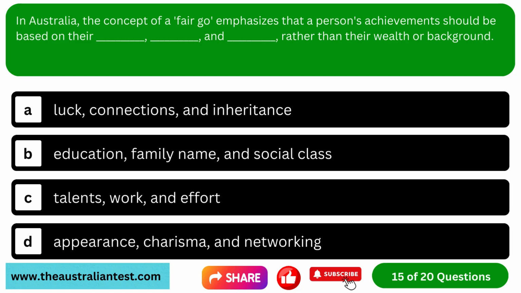Question 15. In Australia, the concept of a fair go emphasizes that a person's achievements should be based on their dash and dash rather than their wealth or background. Option A, luck, connections, and inheritance. Option B, education, family name, and social class. Option C, talents, work, and effort. Option D, appearance, charisma, and networking.